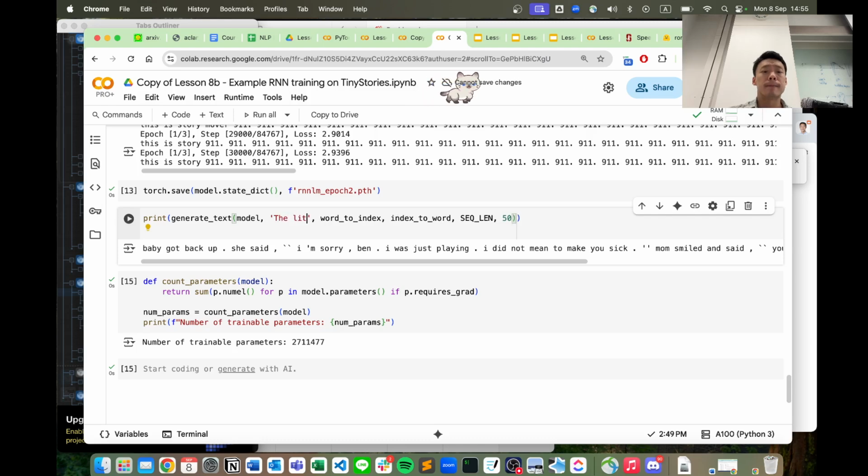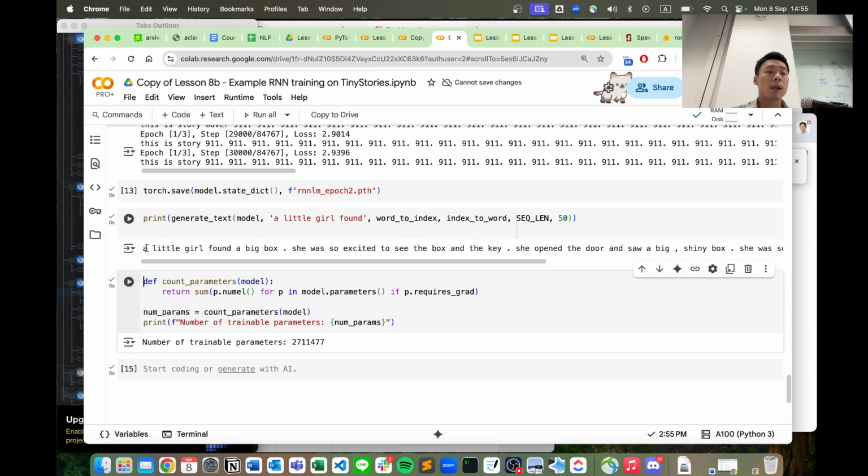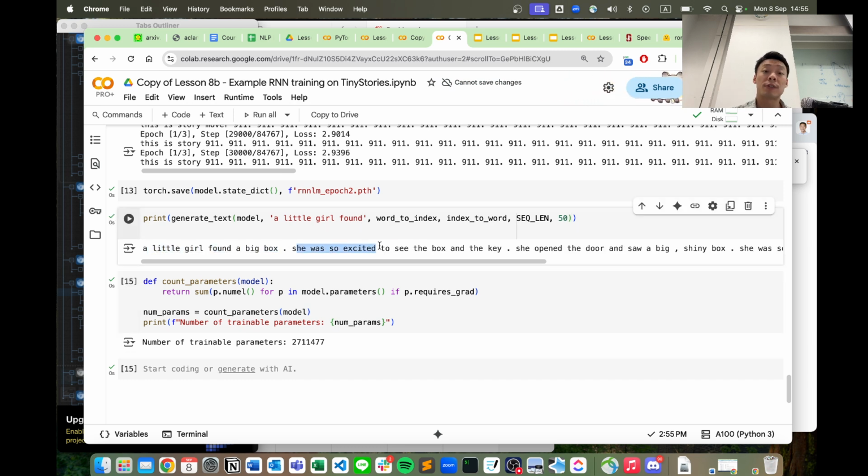If I say what should be the first few words? The little girl. A little girl found. Let's see what she found. A little girl found a big box. She was so excited to see the box and the key. She opened the door and saw a big shiny box. She was so excited. She's still excited. She opened the door and saw a big shiny, and it keeps going on the same way. Okay, because it already forgot that it generated these things already.